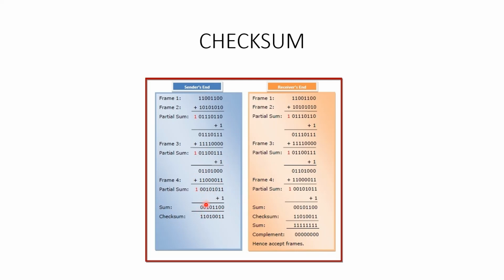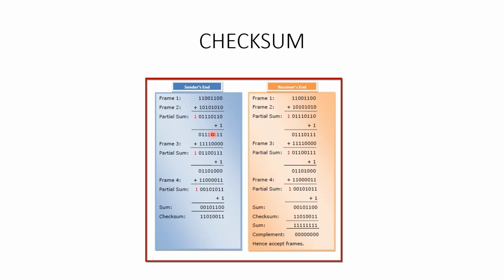So this sum will be again complemented: 0 to 1, 1 to 0, 1 to 0, 0 to 1, and so on. So this is the checksum value we are generating. So we will send all the frames with this checksum value to the receiver. The receiver will simply perform the one's complement addition of all the frames with the checksum value. This checksum is nothing but the negative value of the sum. So when you are adding any number with its negative value, you will get a 0.